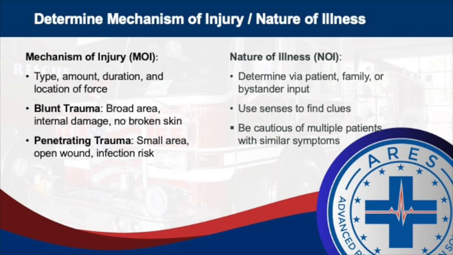Pay attention to terms like blunt trauma, where the body is struck by a non-penetrating object, or penetrating trauma, where something like a knife or bullet breaks the skin and deeper tissues. For medical patients, focus on identifying the NOI, the underlying cause of their symptoms. Is it a cardiac event, a respiratory issue? The NOI will shape how you assess and treat the patient.